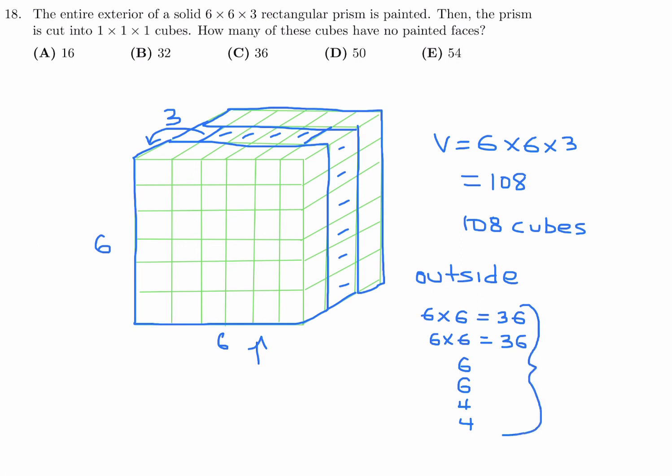So these are the ones that are painted. So what is that? 72 plus 20, right? So that's 92. So 92 will be painted. Okay, well if 92 are painted, and there's 108 that are total, the ones that are not painted are 108 minus 92, and that is 16. So number 18, the answer is 16, and that is choice A.